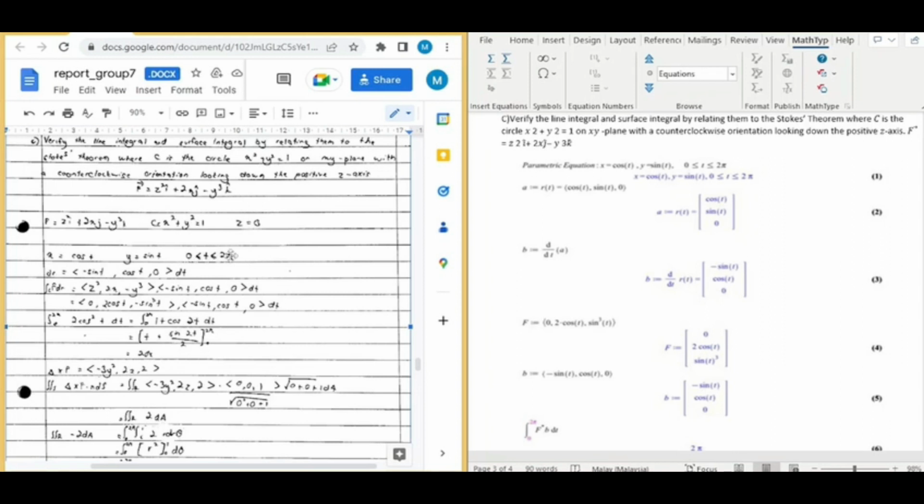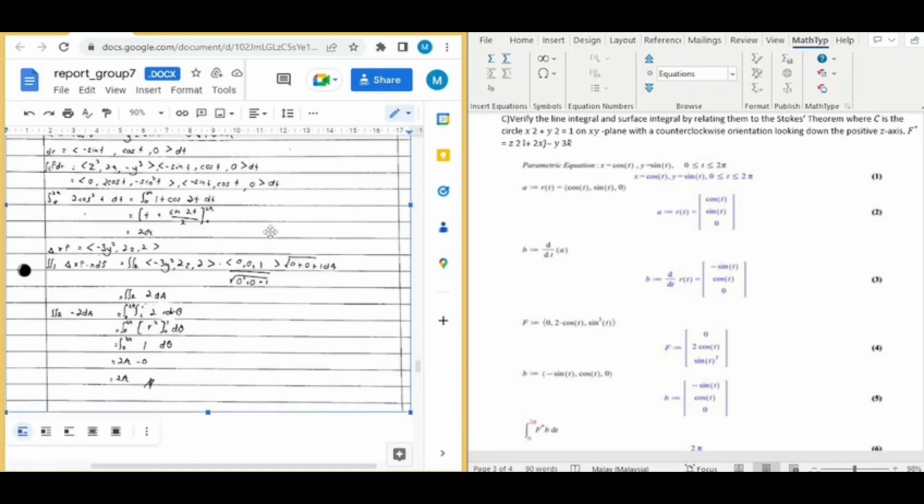And then just input the values given into this formula and put the limits 2 pi until 0, and then solve this equation until we get the final answer, 2 pi. Okay, for the other side, just input the equation into this formula and still put the limits 2 pi until 0, and then solve this until we get 2 pi.